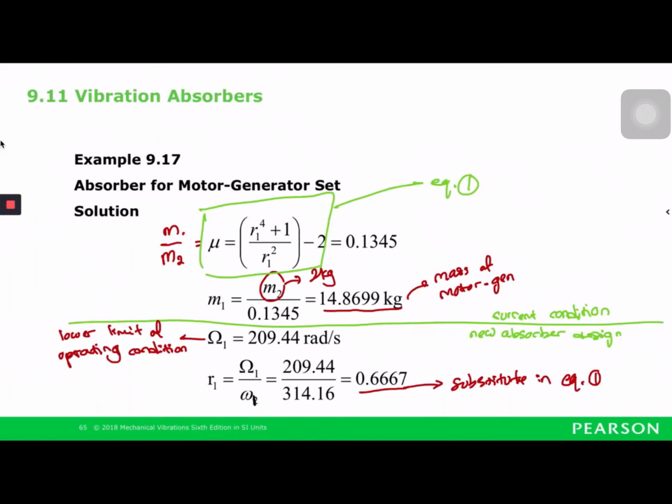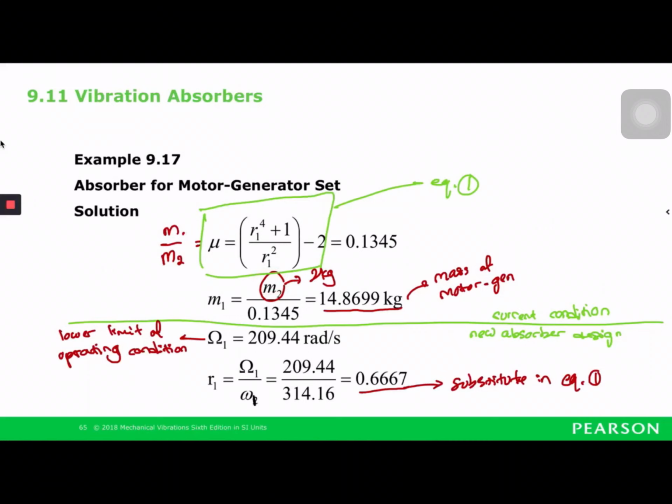So right now, like I said, this is a two-step process. The first step is the current condition. So we have determined what the current condition is. So mass m1 is 14.8699. We know the absorber is 2 kilogram, and so on.